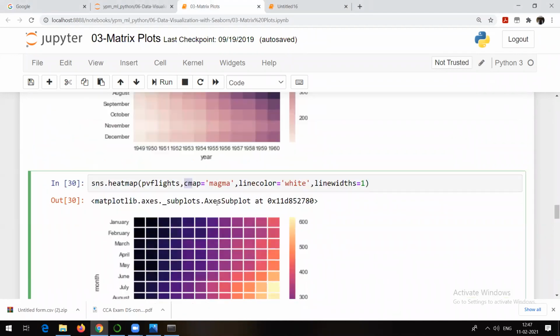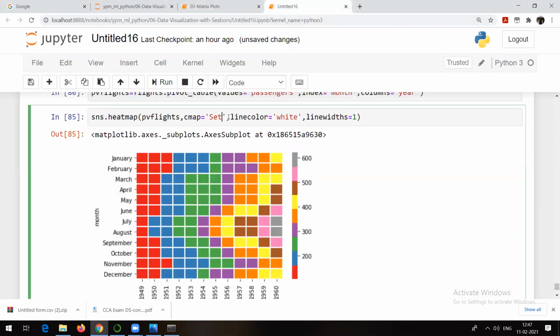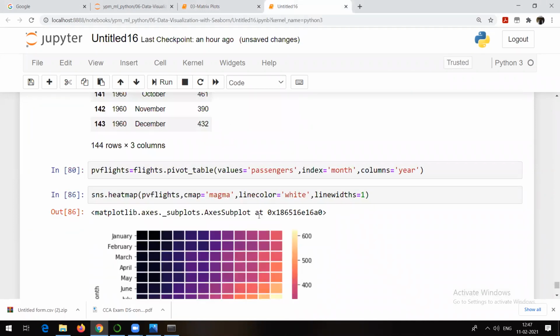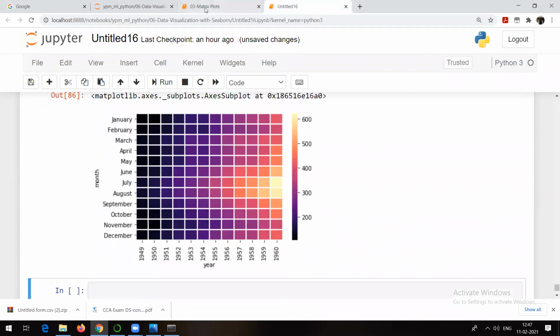So yes, this kind of graph I can also get. CMAP I can change. If you want, you can go and change the color map. With magma, you will be able to see the same type of graph.